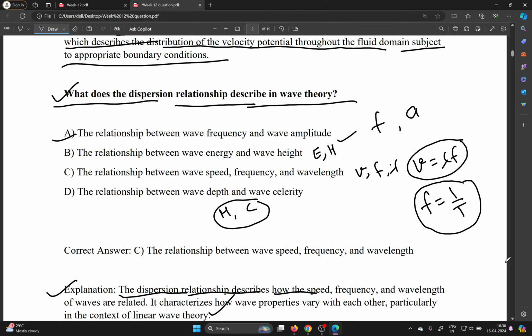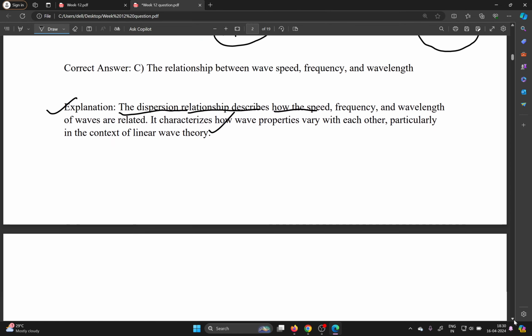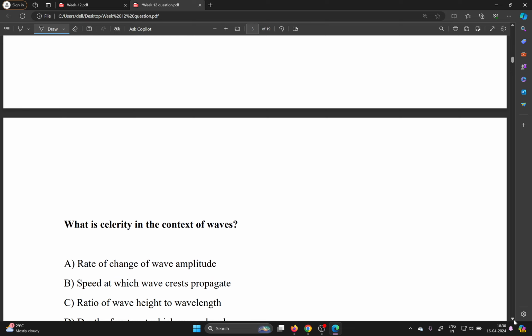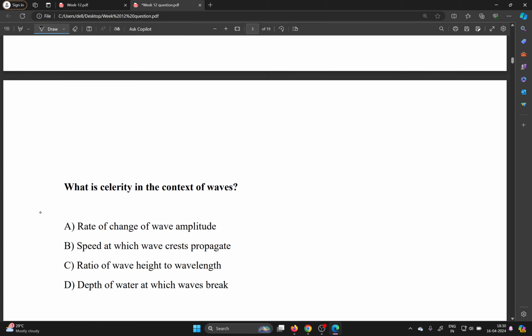Always remember, what is the wave celerity in the context of waves? The rate of change of wave amplitude, the speed at which wave crest propagates, the ratio of wave height to wave length, or the depth of water at which wave breaks. So, celerity in the context of waves.